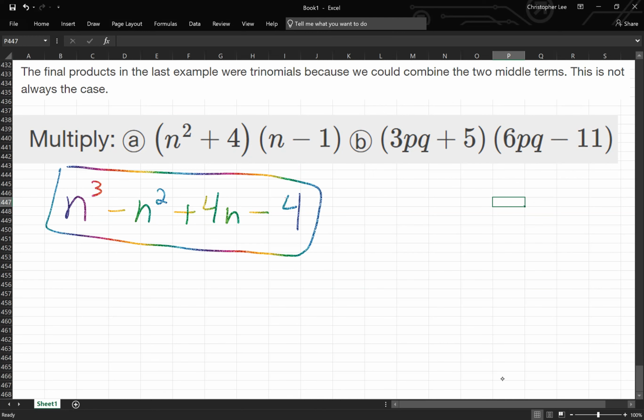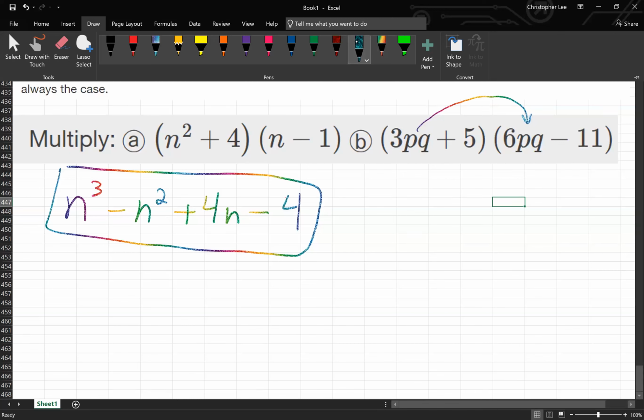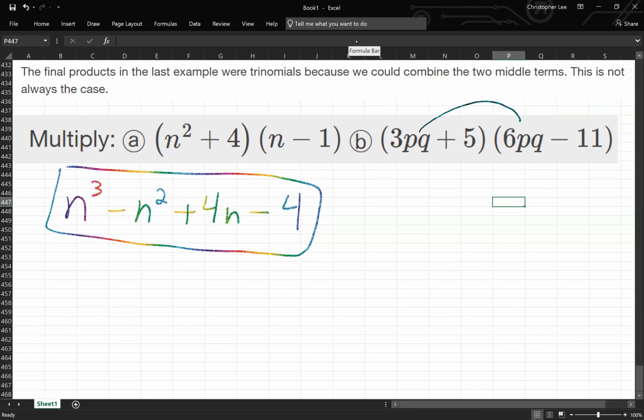So I have 3PQ, right? 3PQ. I'm going to multiply that by 6PQ. What's that going to be? Let me think. 6 and 6 is 12, 6 and 7, 18. So this is going to be 18. Hold on. I'm getting carried away real quick. Let me switch up my pen color. Let's try that again. So that's going to be 18 P squared Q squared, right? And then now I'm going to do 3PQ times negative 11, which is going to give me a negative 33PQ.